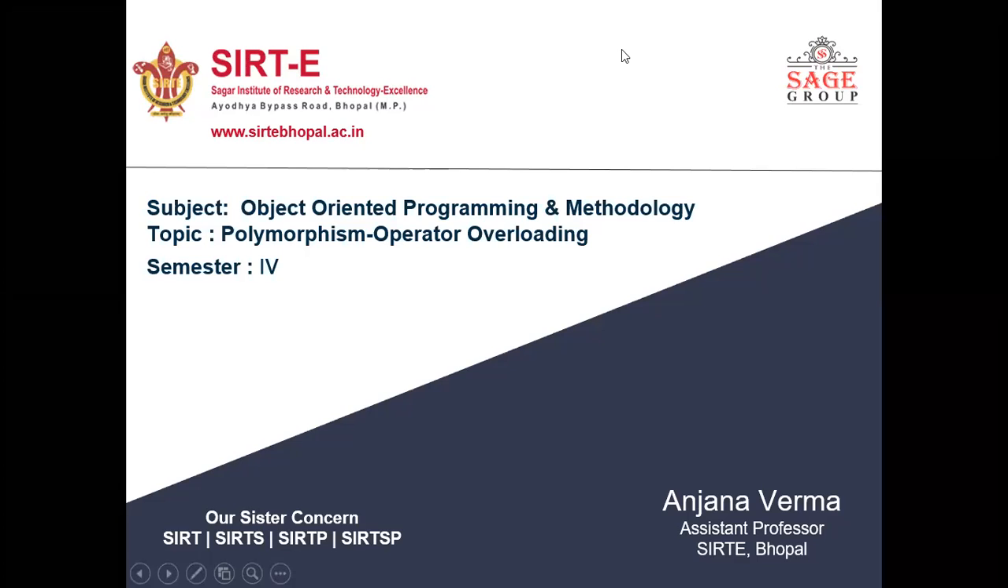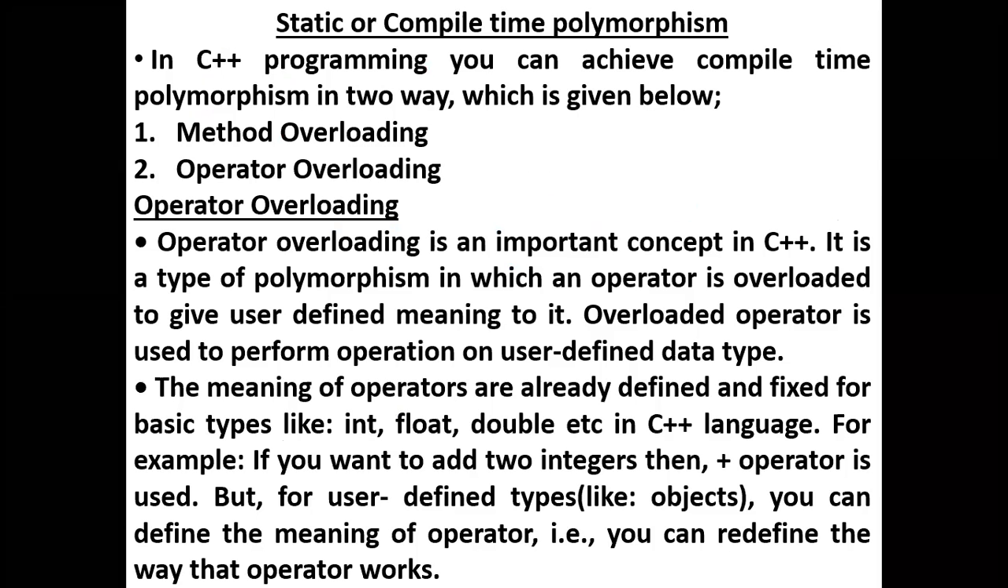Hello everyone. Today we will discuss polymorphism, operator overloading, which is in the fourth unit. We have seen the types of polymorphism, static and dynamic. Static polymorphism means the object and function are bound at the time of compilation, and static polymorphism has two types, method overloading and operator overloading. In the previous lecture, we saw method overloading. Today we will see operator overloading.